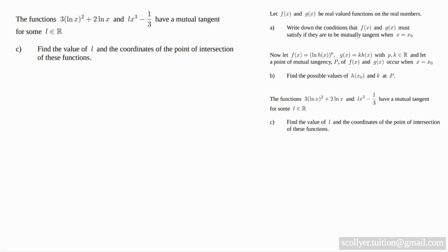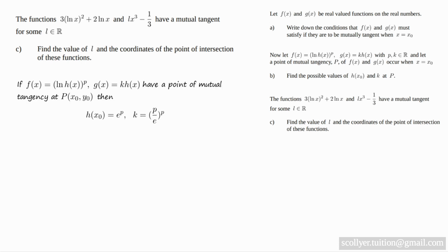In Part B, we found two possible sets of values for h of x sub 0 and k at p, the point of mutual tangency. One of those sets of values was only valid when g of x was the 0 function, and clearly that is not the case in this question. We have to use the result that if f of x and g of x have a point of mutual tangency at x equals x sub 0, then h of x sub 0 equals e to the p and k equals p over e to the p.